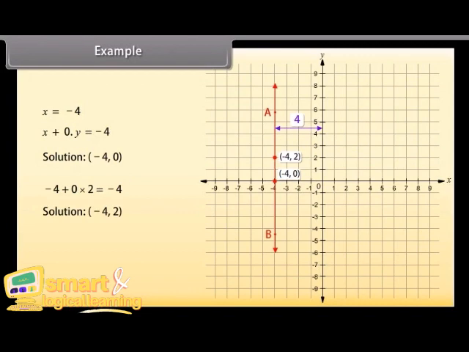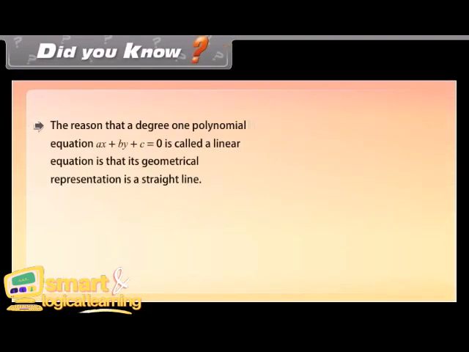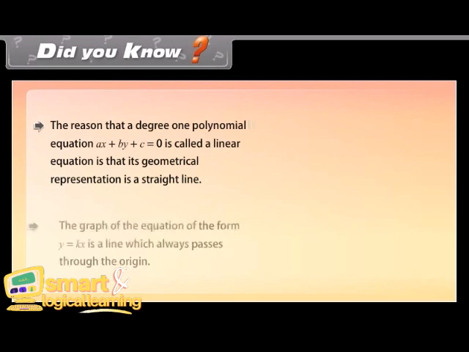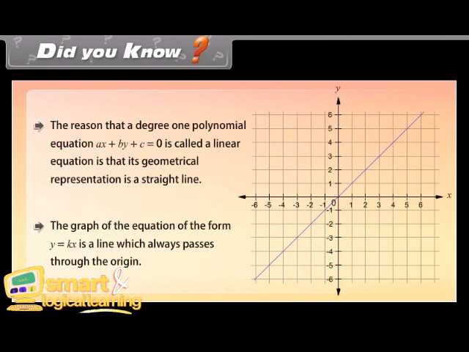Did you know, the reason that a degree 1 polynomial equation ax + by + c = 0 is called a linear equation is that its geometrical representation is a straight line. The graph of the equation of the form y = kx is a line which always passes through the origin.